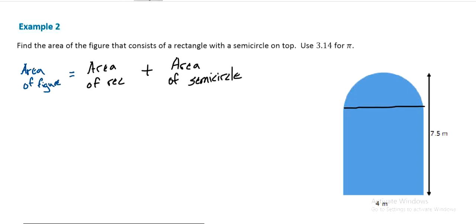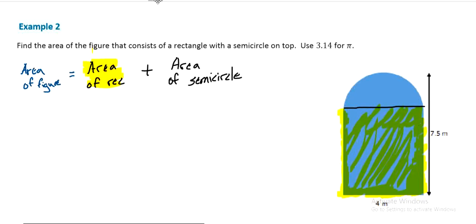There we have that. And I'll go ahead, I'll highlight these areas up so we know what we're working with. Area of the rectangle is going to be everything highlighted in yellow here. So that's all this space. And our area of the semicircle is all this space up here.